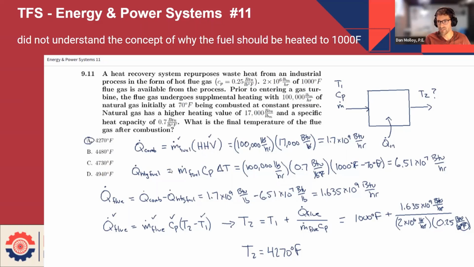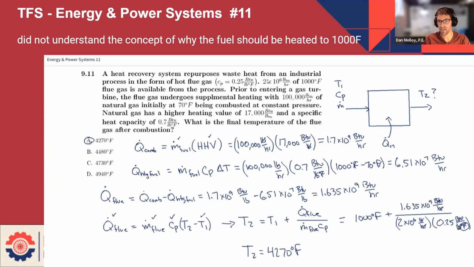But as I explained in the solution video, not all of that heat goes into heating the flue gas. Why? Because the fuel itself is only 70 degrees. It's not at 1,000 degrees. So some of that heat has to go into just heating the fuel just to get it up to baseline. And then whatever is left over above and beyond that is going to heat the flue gas after all the fuel has burned up.